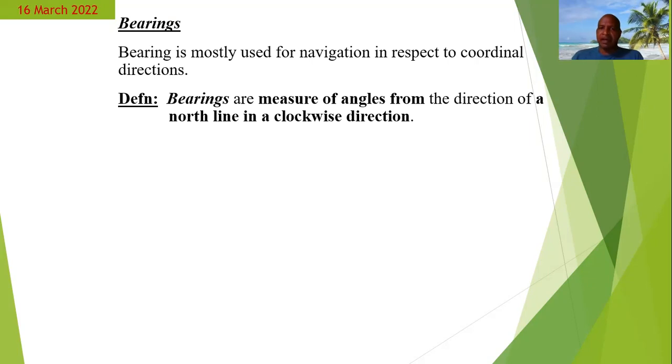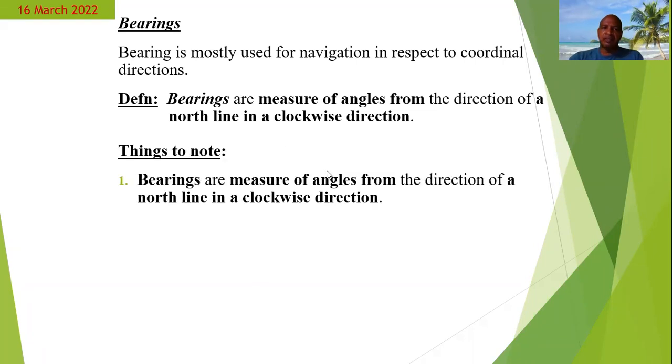So you always have to have a north line. And you start your measurement from that north line in a clockwise direction. So it means that you're moving around, just like how you have the hands of a clock, moving around from the 12 going right round back to 12. So it's the same direction we're moving in when we are measuring bearings. All right. So that's what we say bearings are. These are the things to note.